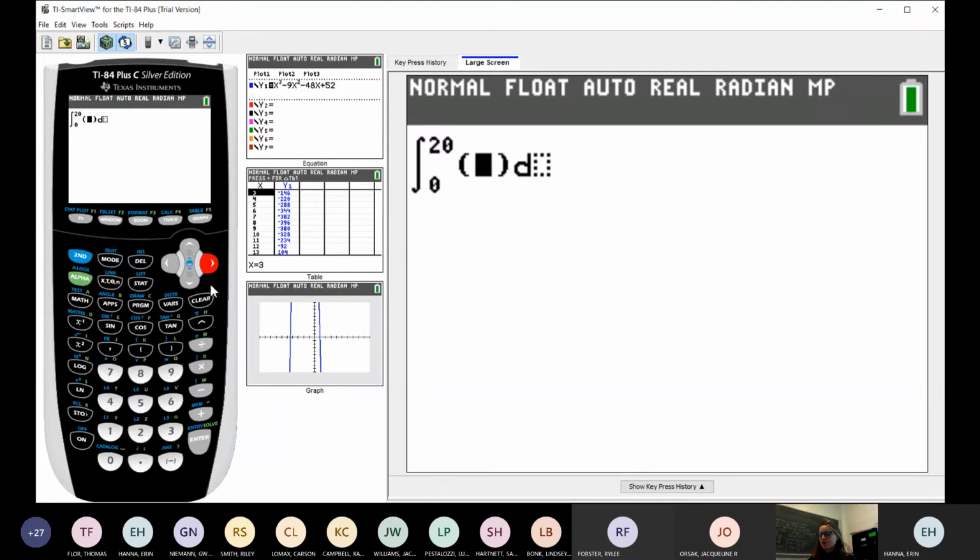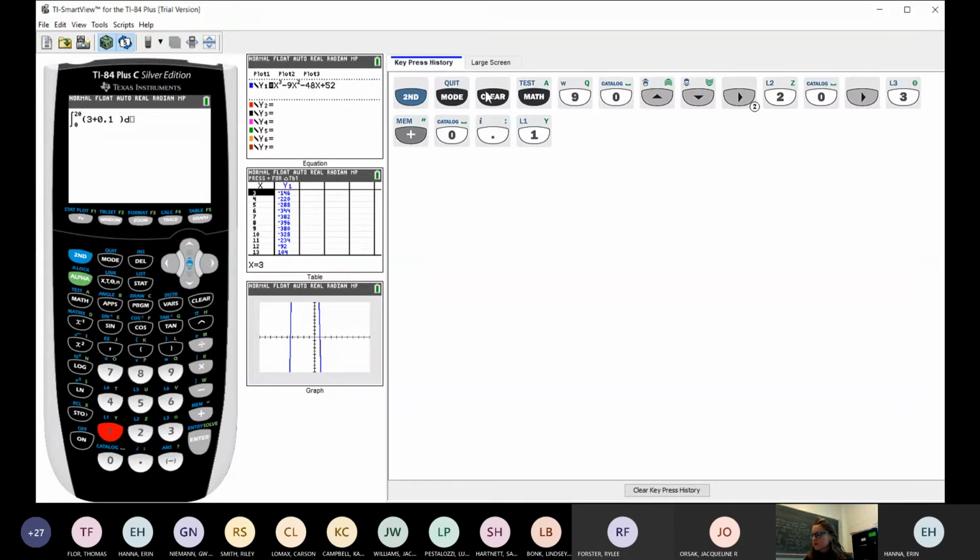So our function was 3 plus 0.1. Hit the math button and then number 9. Math and then the number 9. The math button is right underneath the alpha. So hit the math button and then number 9.